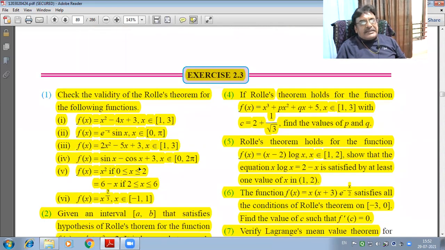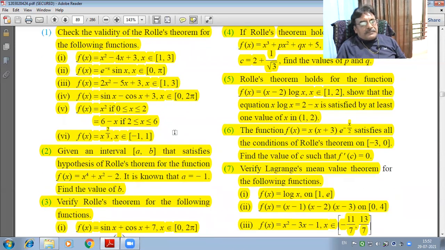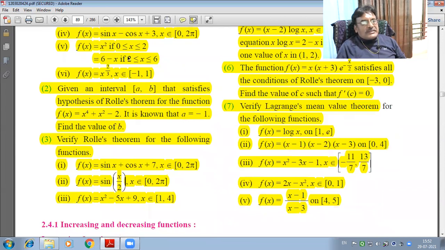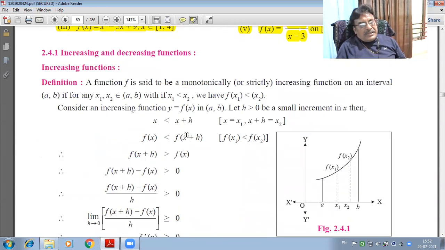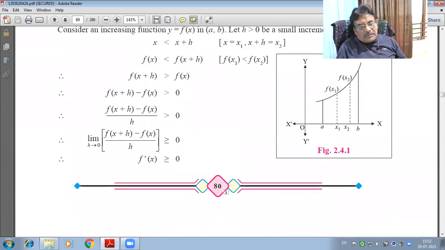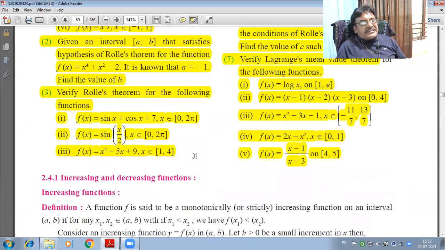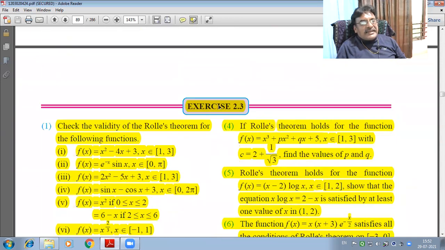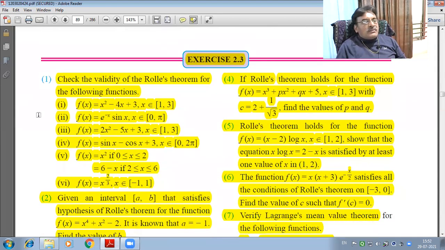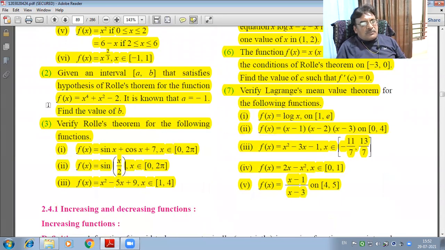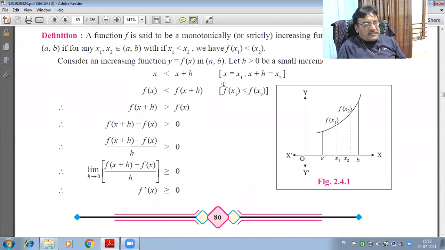On page number 80, exercise 2.3 is completely deleted. Remember this: on page number 80, exercise 2.3 is completely deleted. This exercise contains problem number 1 to problem number 7, and all these problems are deleted.